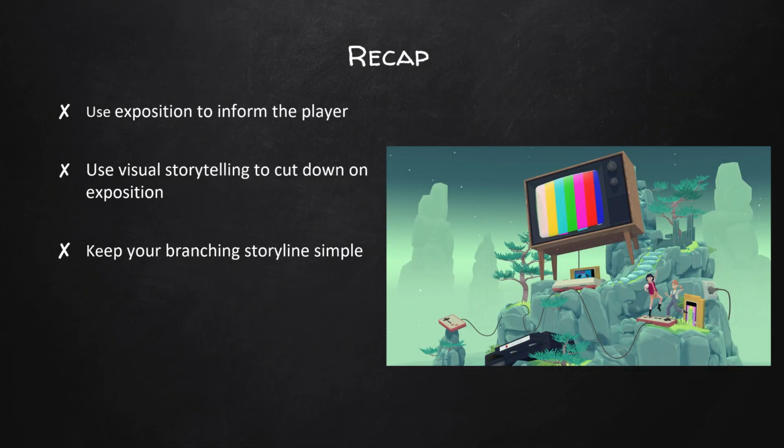And just as a recap, use exposition to inform the player. Use visual storytelling to cut down on exposition, so show, don't tell essentially. That can be a much more effective way to get a point across. The character shouldn't always be like, "I think this" or "I am sad." Let them show it, and keep your branching storylines simple.